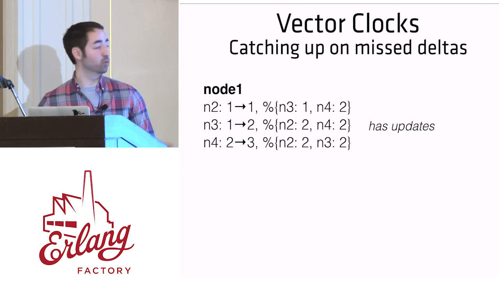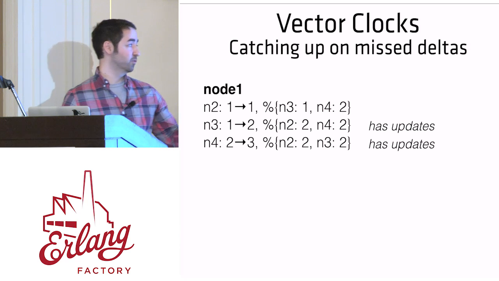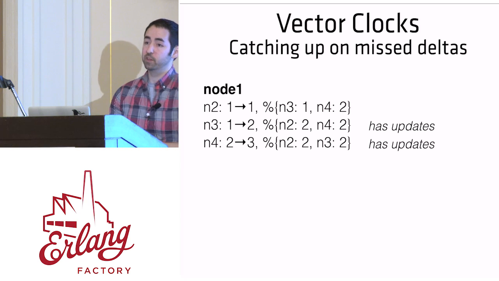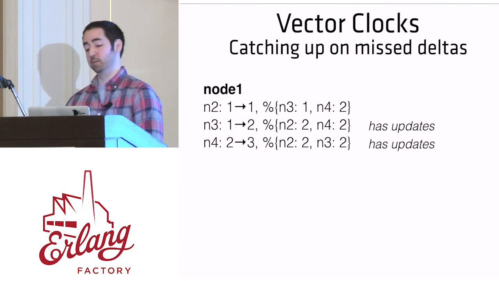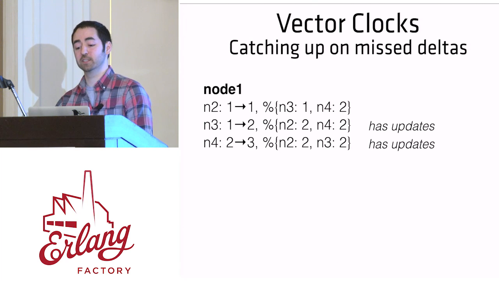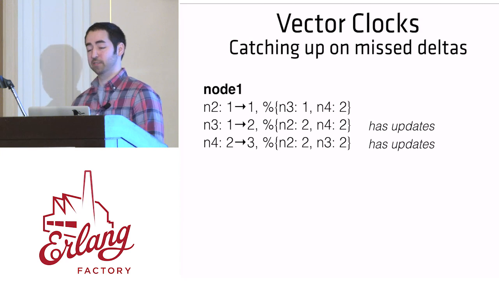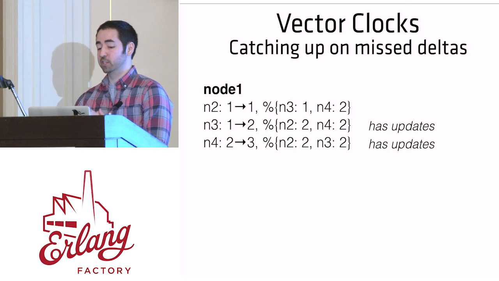But we also saw node 4's vector clock go from 2 to 3. That means node 4 has updates for us. So at this point, we could ask both nodes, hey, catch me up. I need those messages, those deltas that I missed. But then if we have dozens of nodes, we're going to have to send dozens of messages. So there's an easy way to optimize this.